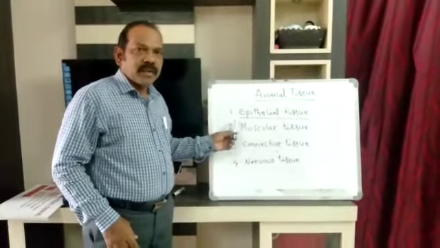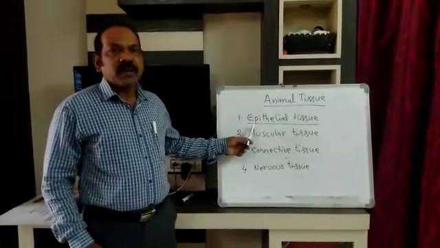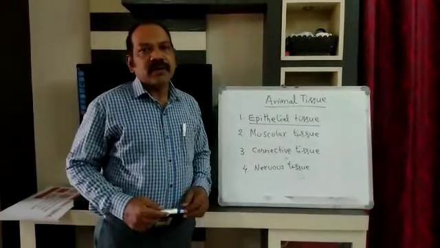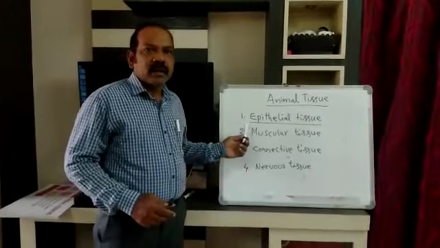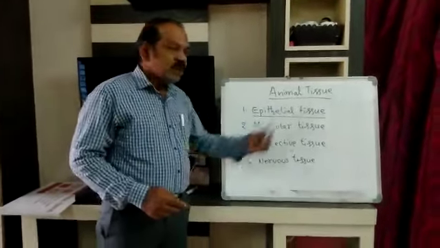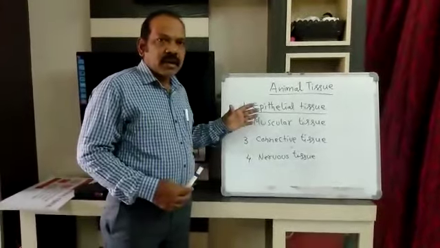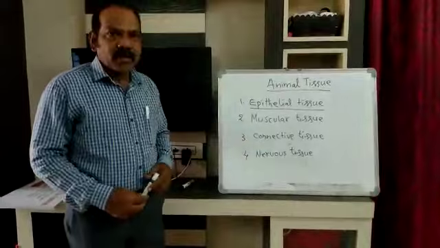So the first type of animal tissue is epithelial tissue. Epithelial tissue, epi means upon, it's a covering on the internal organs like our stomach, intestine, colon and other internal organs. So today we will be specifically studying about epithelial tissue. But before going to that, I'd like to show a chart which gives a classification of animal tissues.